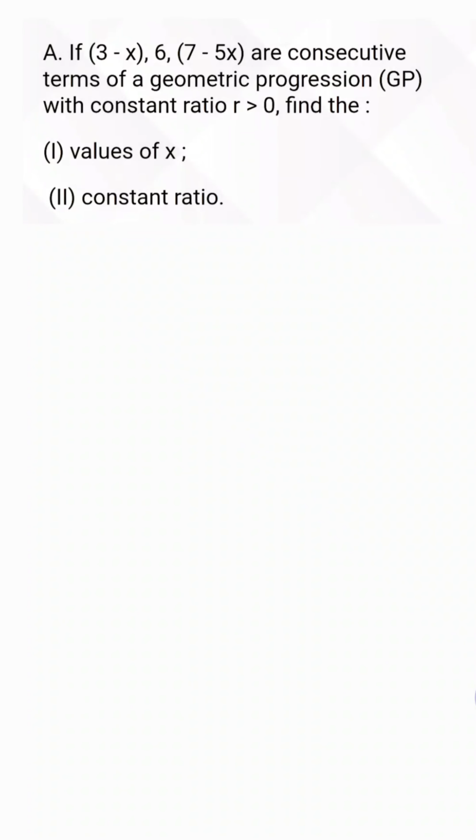If 3 minus x, 6, 7 minus 5x are consecutive terms of a geometric progression GP with a constant ratio r greater than 0, find the value of x and also what is the constant ratio.